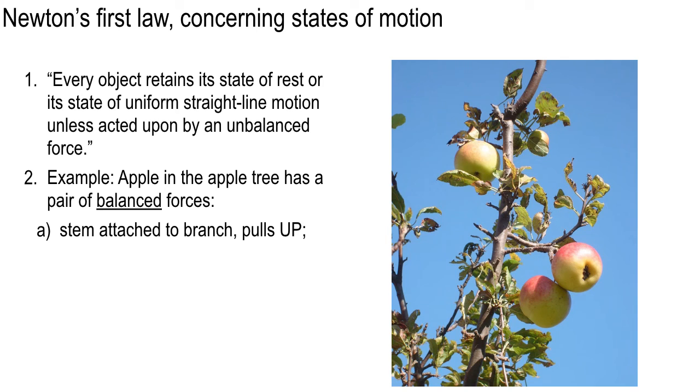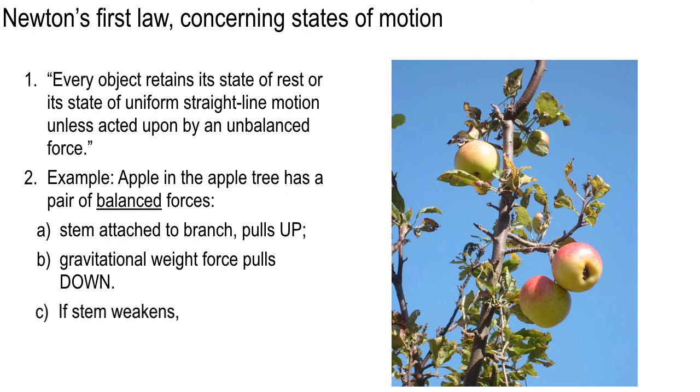All right, the stem attaches to the branch and attaches to the apple. So the stem is pulling upward. You can't make a stem out of water. It has to have some cohesive force. It has to be able to pull upwards, and that balances the gravitational weight force of the apple. No matter if you use metric newtons or any other unit of force, those two forces will balance until the stem weakens. And when the stem weakens, the balance fails.